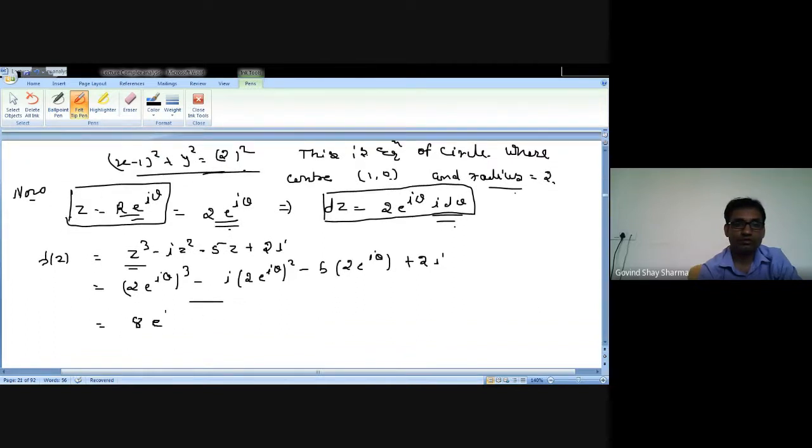Now we can write it like that: e to the power 3 iota theta minus iota e to the power 2 iota theta minus 5 e to the power iota theta plus 2. So this is our function in the form of theta.